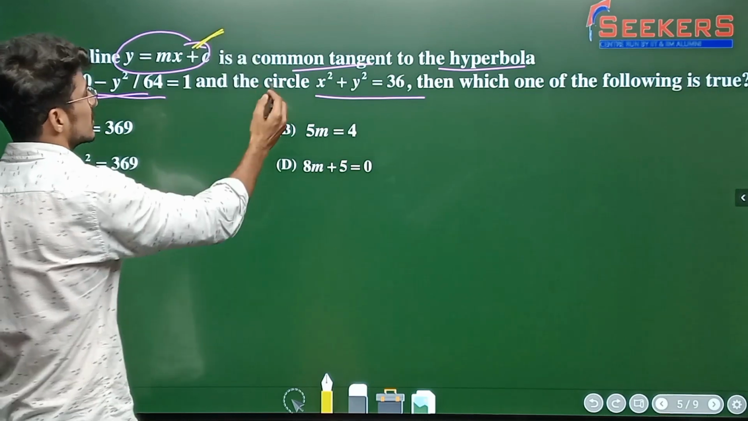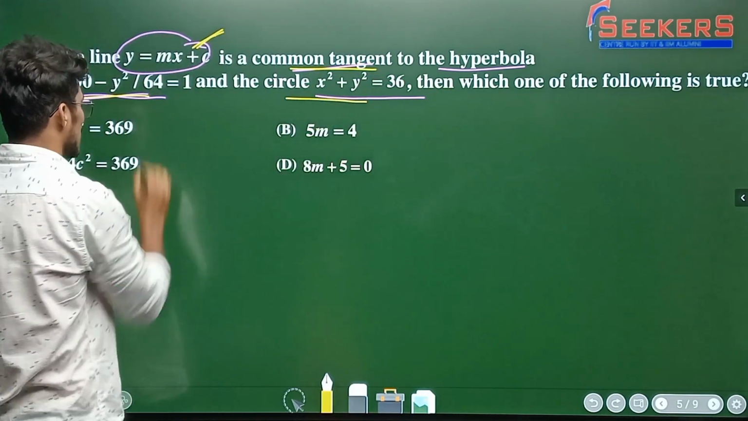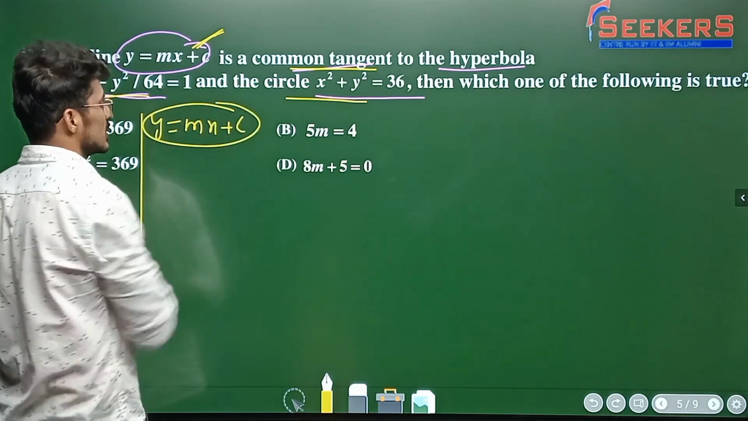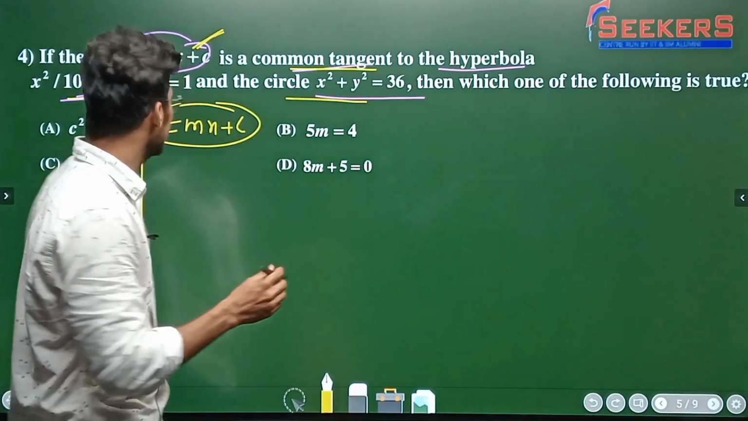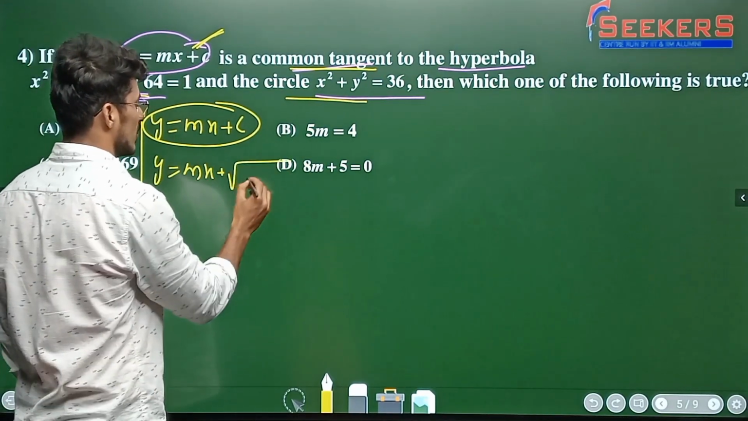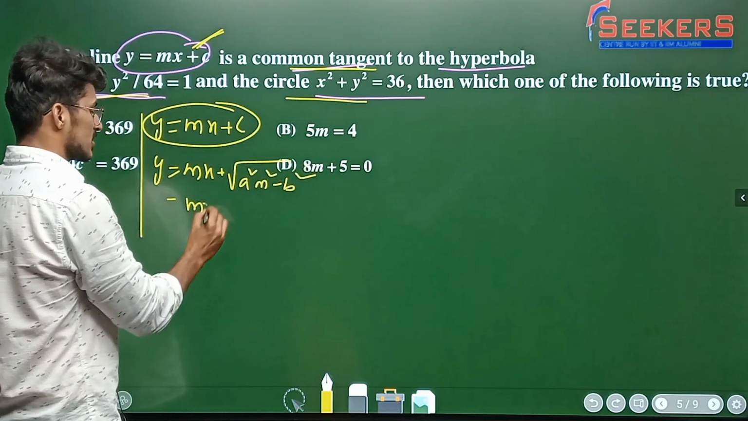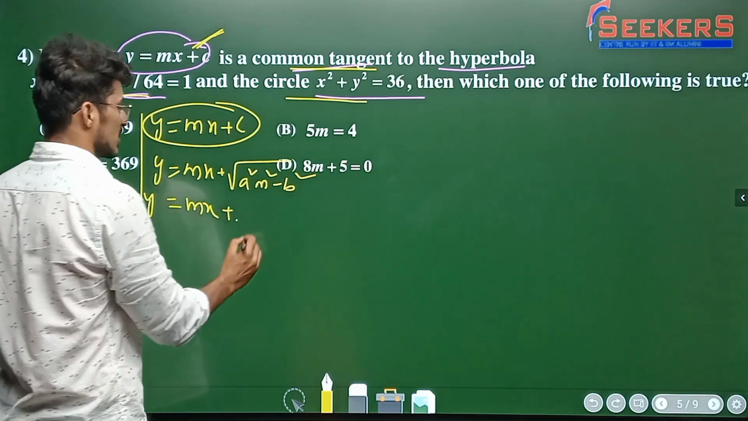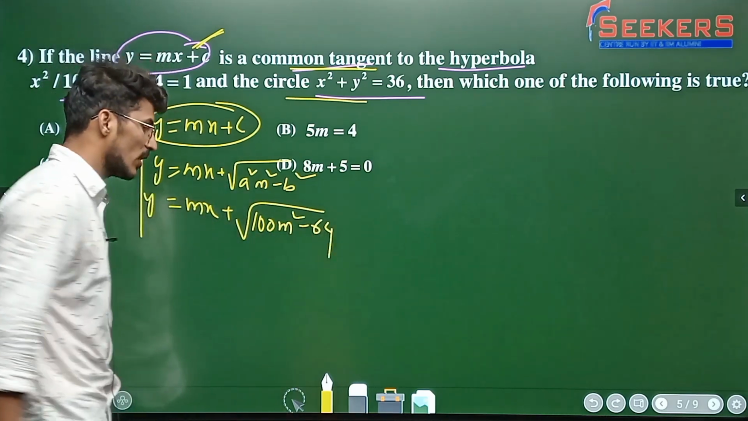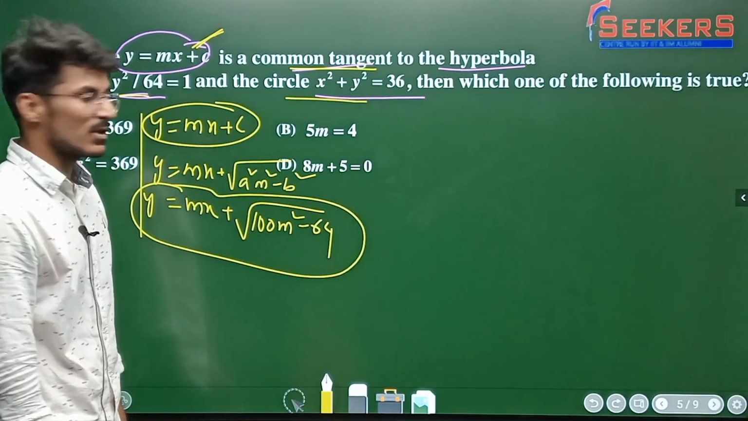So this is the tangent to the hyperbola and a circle given. So let me start writing from this. y is equal to mx plus c. Alright, so this is a common tangent to hyperbola and circle. So y is equal to mx plus square root of a square m square minus b square. So y is equal to mx plus, a square value is how much? 100 into m square minus 64. Alright, so now this is the equation of tangent with respect to the hyperbola.